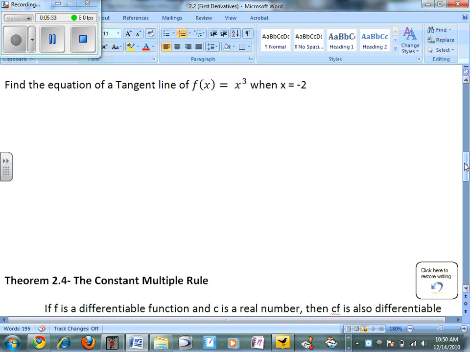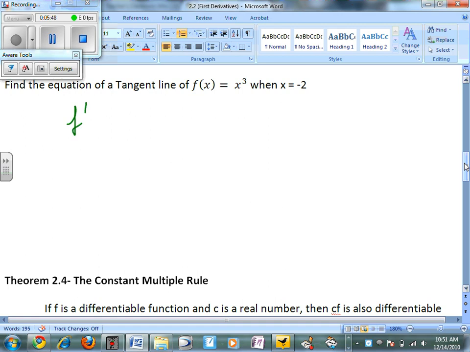Find the equation of a tangent line. So we actually want to write the equation of the tangent line of the graph f of x equals x cubed when x equals negative 2. Well, to write an equation, we need the slope, and we'll probably need a point that the line goes through. So first of all, let's figure out the slope. We need f prime of x, the derivative, so 3x squared. To figure out the slope at x equals negative 2, we just plug negative 2 in, and we get the slope to equal 12.